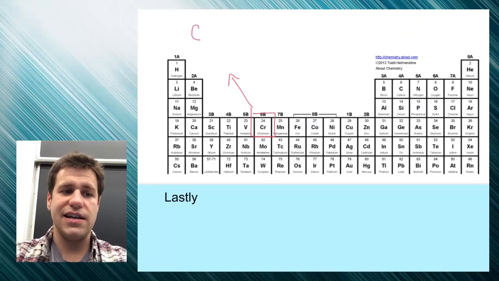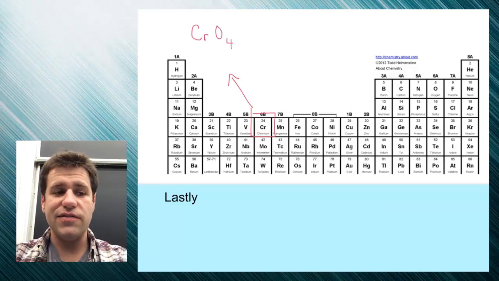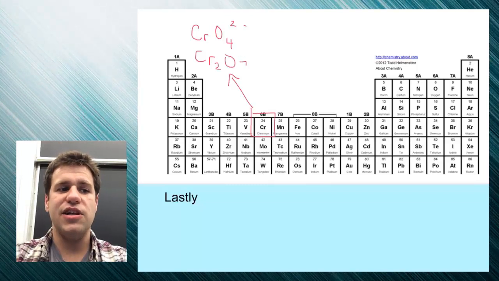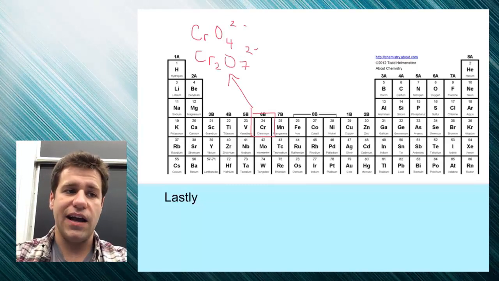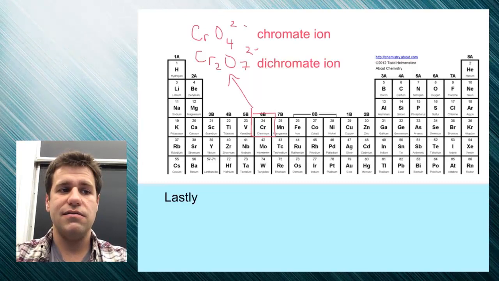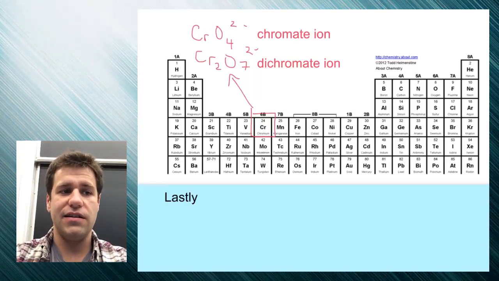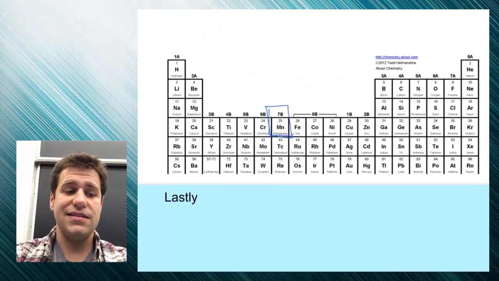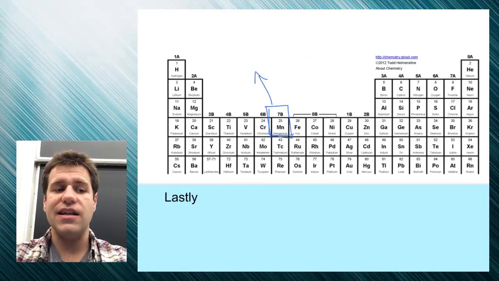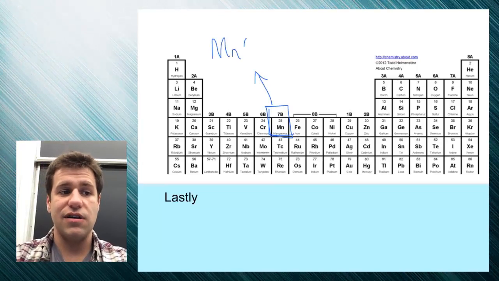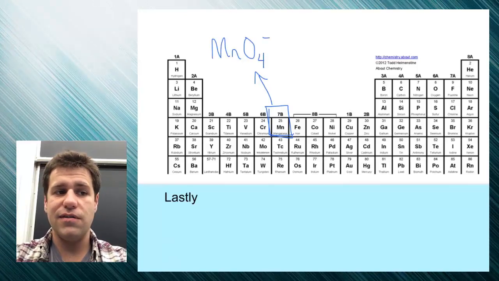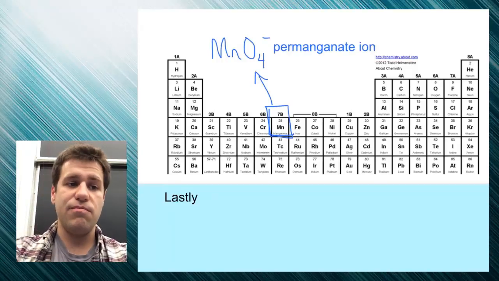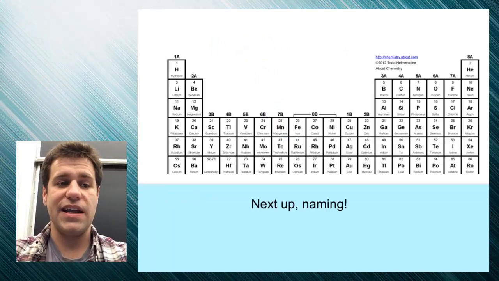Finally, as far as your oxyanions are concerned, you will also have to deal with chromium and manganese. Chromium makes 2 ions that you need to be familiar with. The chromate ion, CrO4 2-, or the dichromate ion, Cr2O7 2-. Manganese acts very similarly to a halogen. If you notice, it's also in group 7. So MnO4 with a negative charge acts just like ClO4 with a negative charge, and you give it the name permanganate. So it's the permanganate ion.